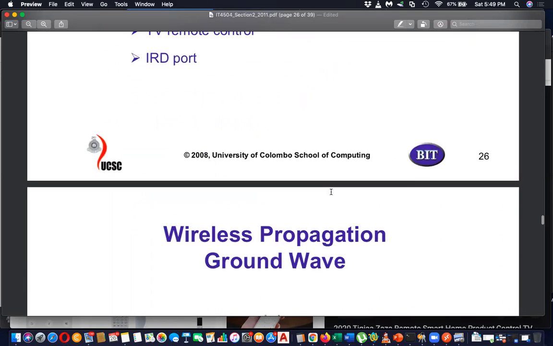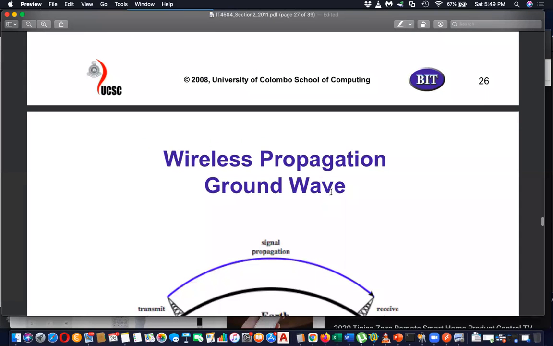Right. The next thing, wireless propagation of ground wave.